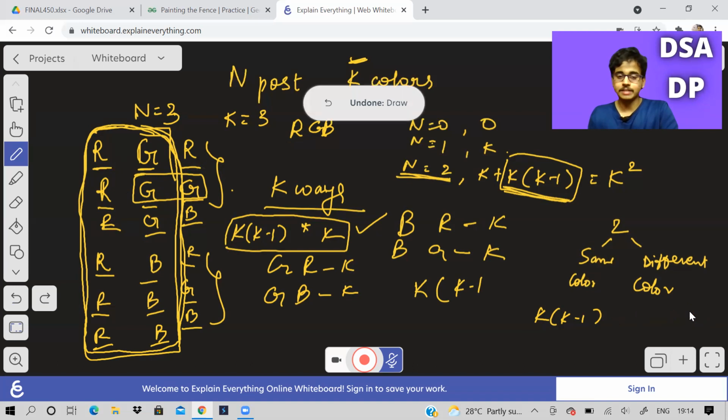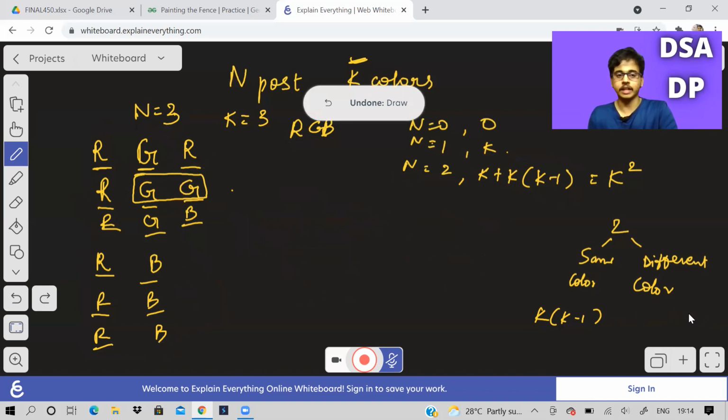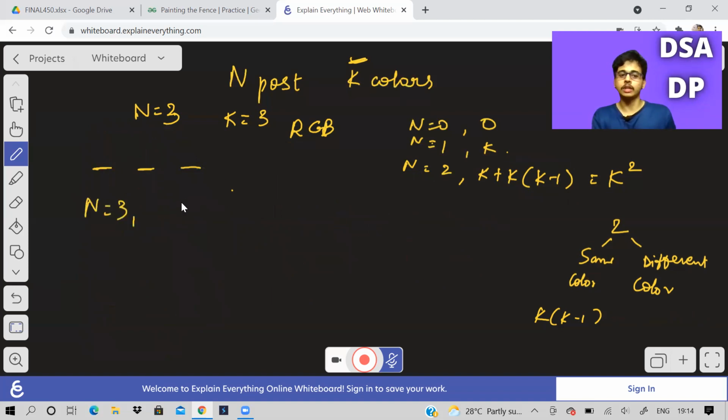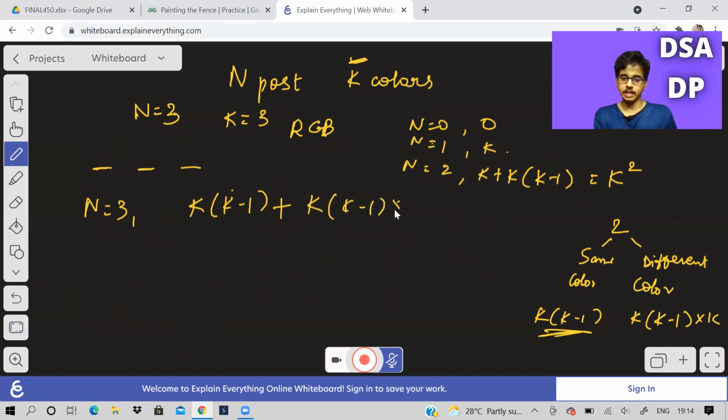Now let us write this mathematical expression in a different way to make you understand. So for n equal to 3, we are getting the total number of ways as k into k minus 1, which is this. And what was this? k into k minus 1 into k. So k into k minus 1 plus k into k minus 1 into k.